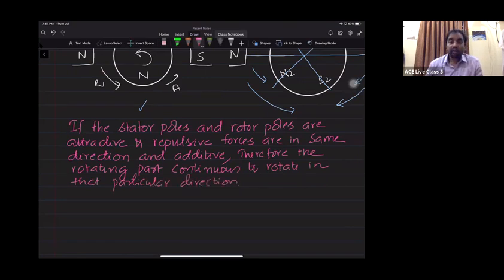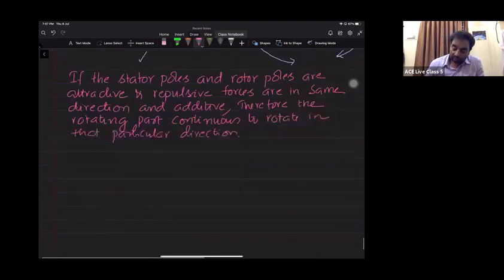So if the stator and the rotor poles are unequal, then attractive and repulsive force are acting in opposite direction, and hence the resultant force is 0. The rotor, or the rotating part, cannot rotate.